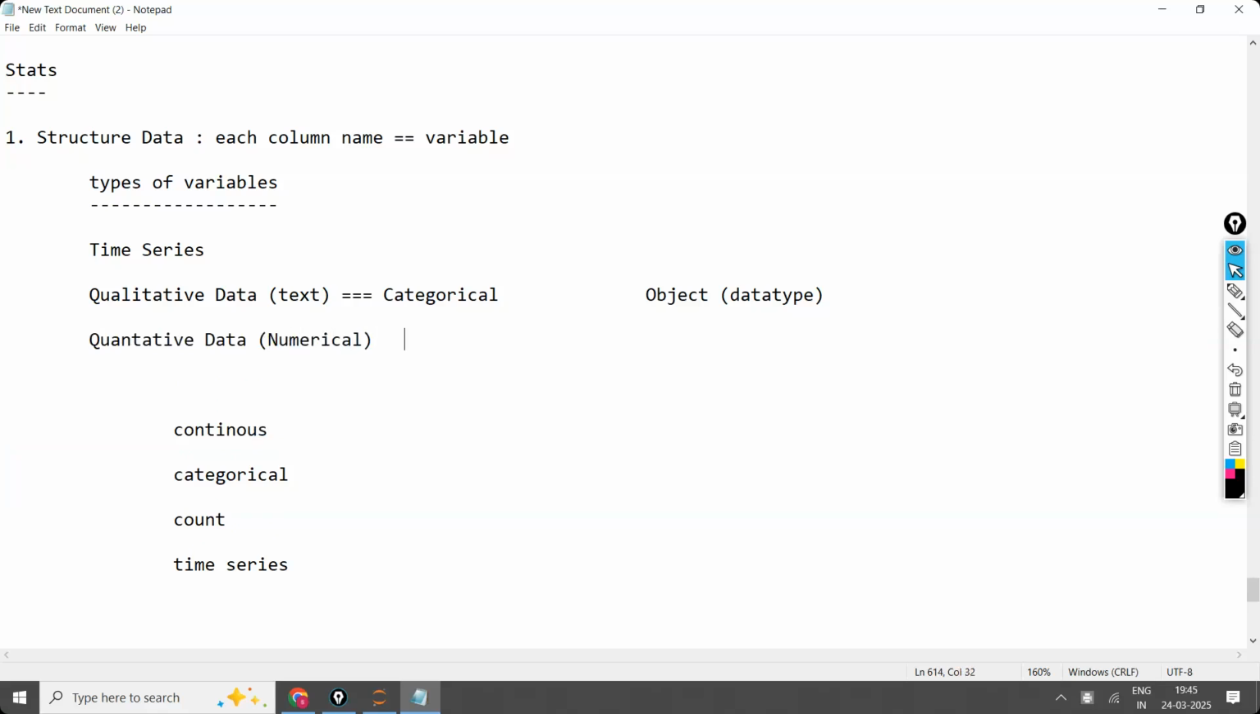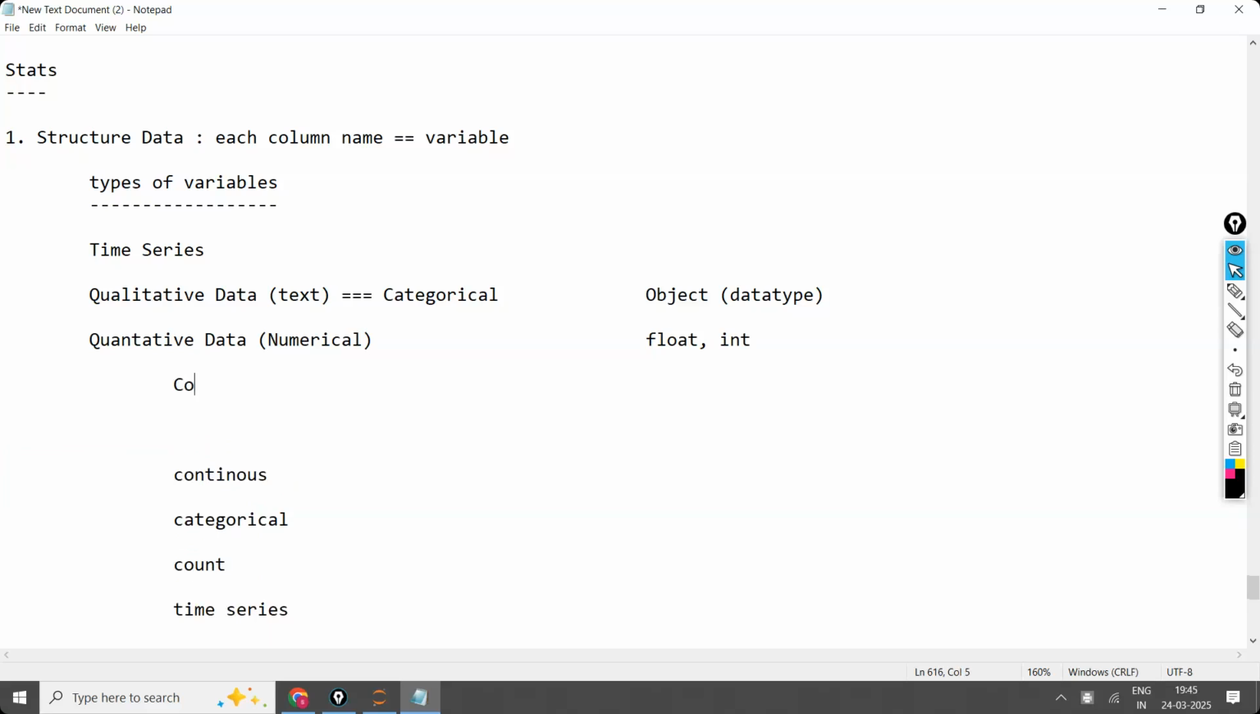So the data which is in the numerical format, as per the data type, it can be either float or int. Which are the numerical data we are having? It can be both ways. Now, numerical data has two types. What are the two types?